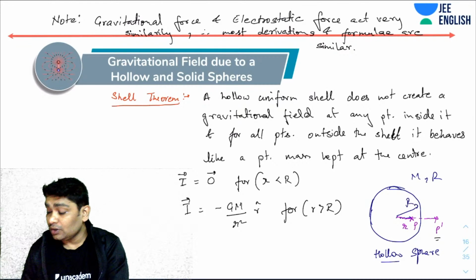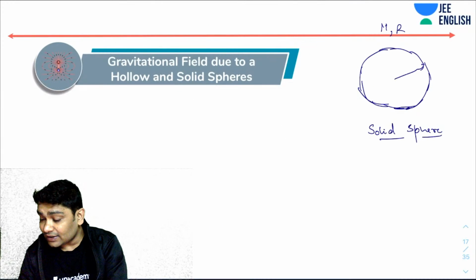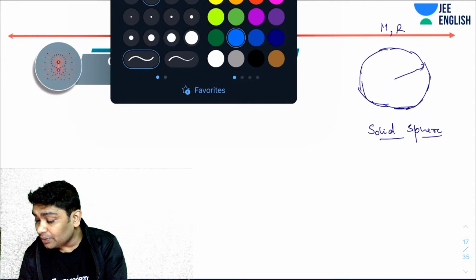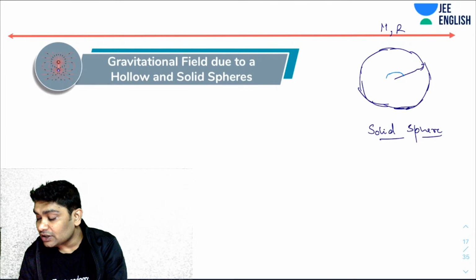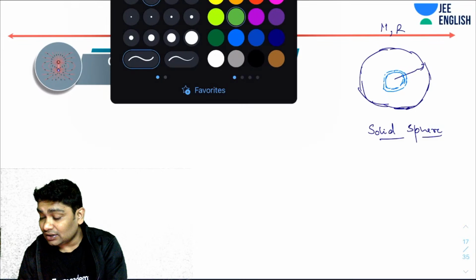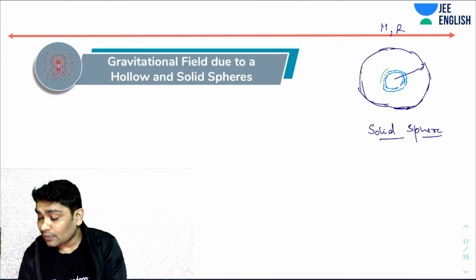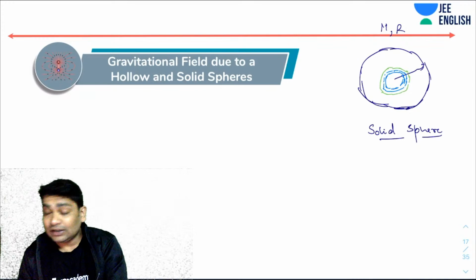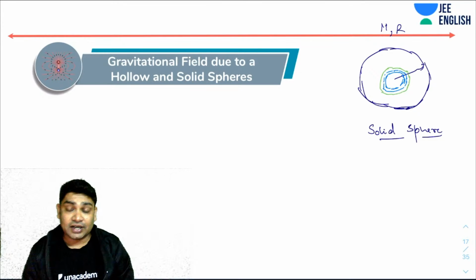So for a solid sphere, I can consider this to be made up of a lot of hollow shells, just like an onion, kept one over the other. So imagine there is this shell here, and imagine there is another shell here. It is just a lot of shells kept one over the other that will make up this solid sphere.